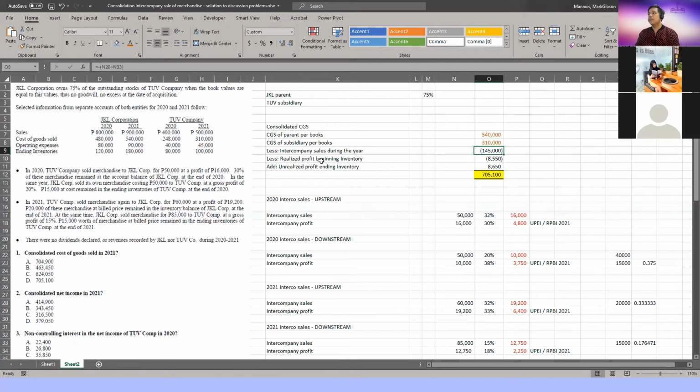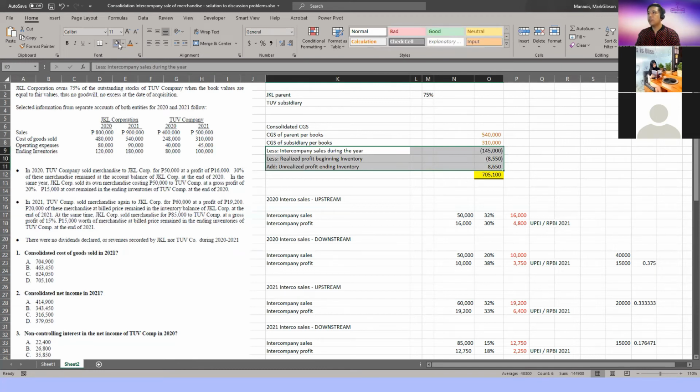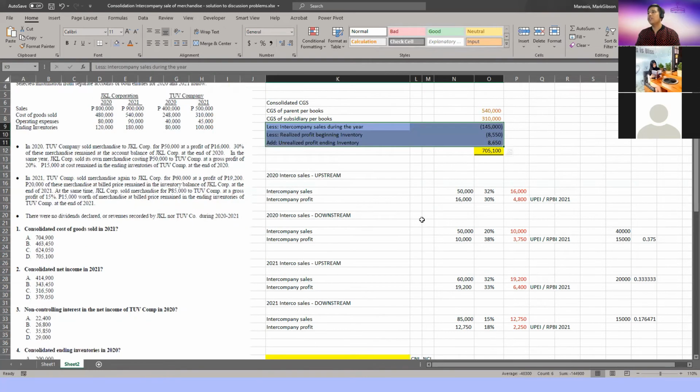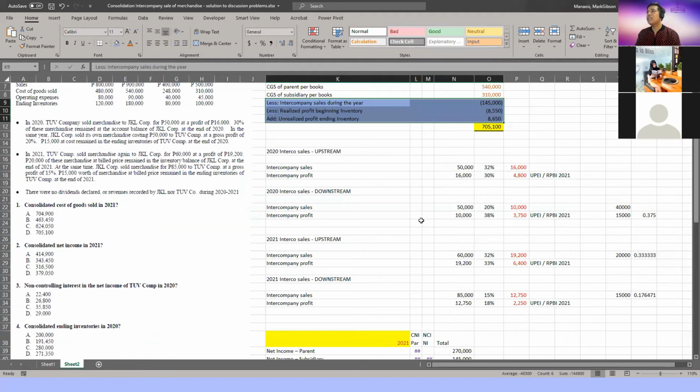So ito na. Dahil may intercompany sales during the year, itong 3 portions na to, analyze muna natin yung mga intercompany transactions in 2021, in 2020 and 2021. 2020 is relevant for the 2021 calculation because of the realized profit beginning inventory. So, i-calculate natin lahat. No? Sige, unahin natin yung 2020.